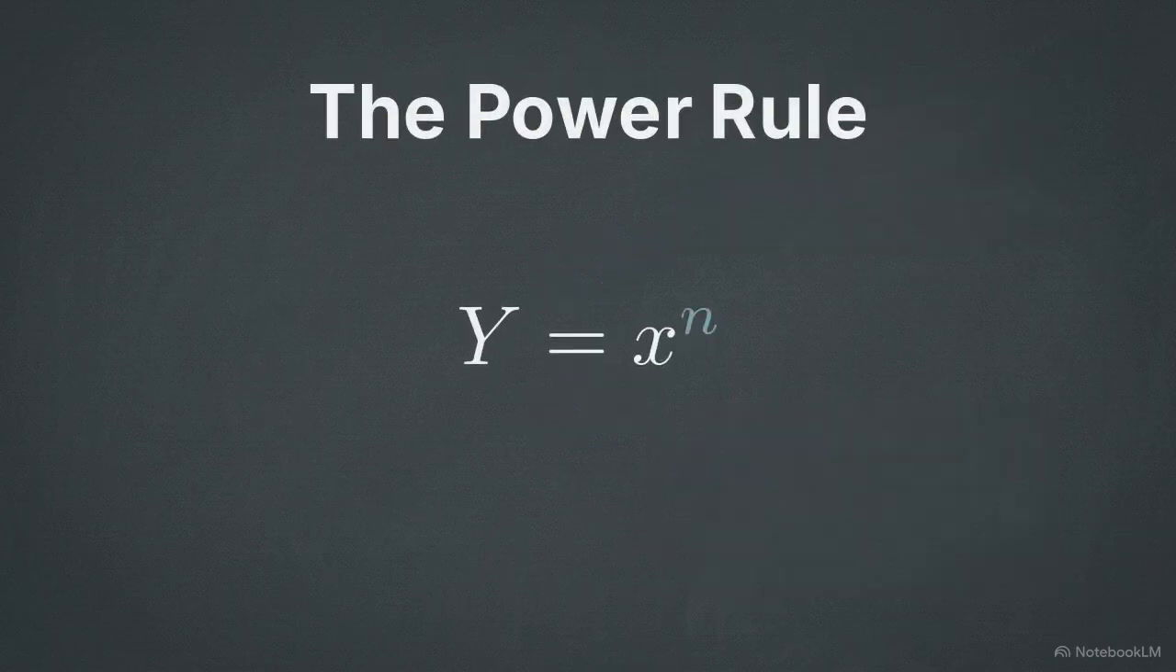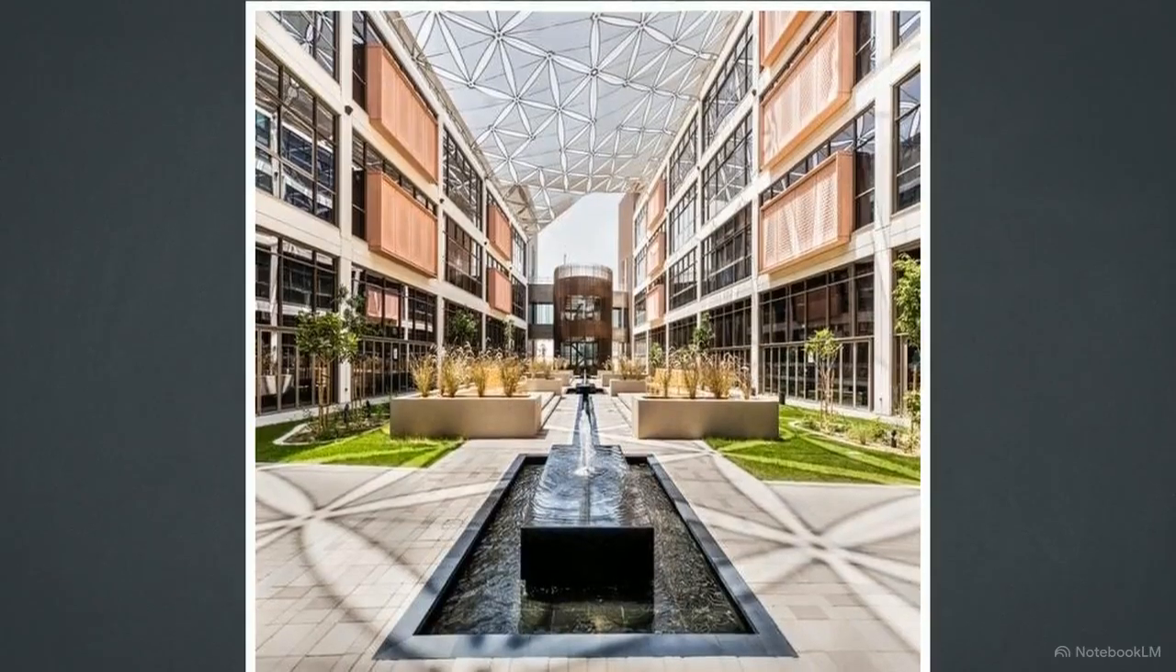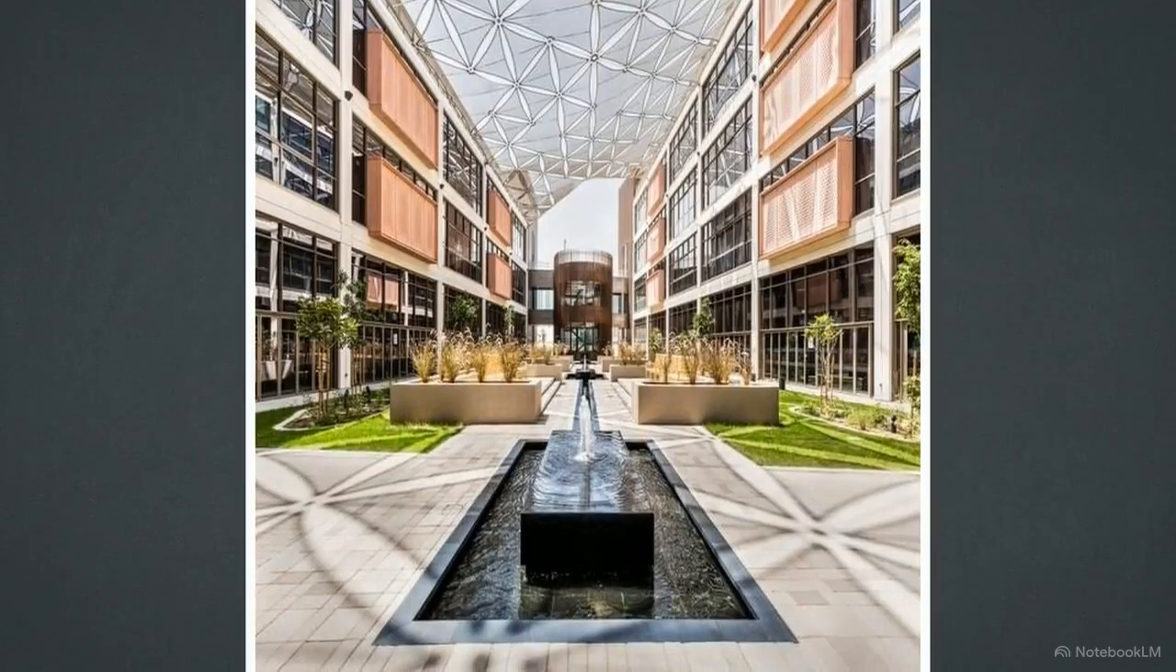Start with y equals x to the power of n. First, bring the exponent n down to multiply in front. Then subtract 1 from the exponent. The result, n times x to the power of n minus 1. Here is the rule in action. Y equals x to the 7th reduces to 7x to the 6th.